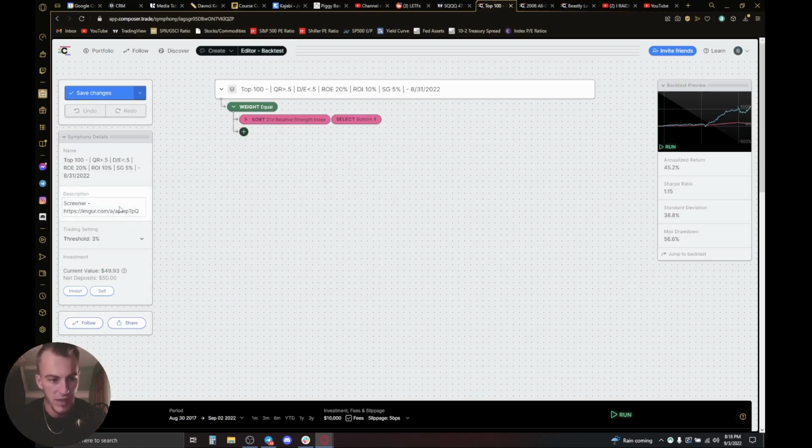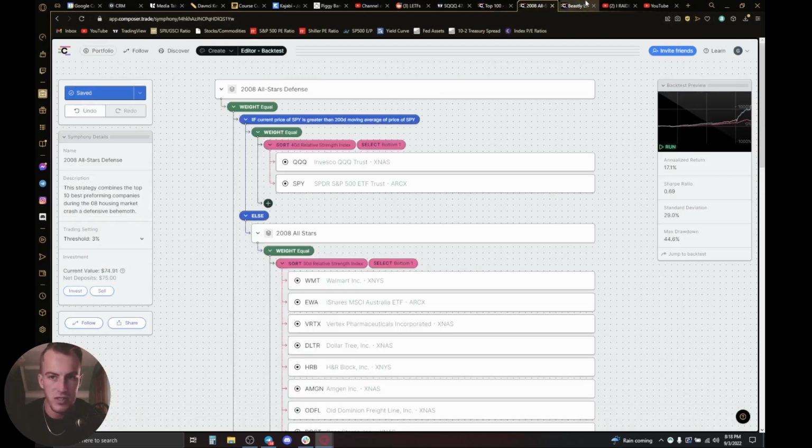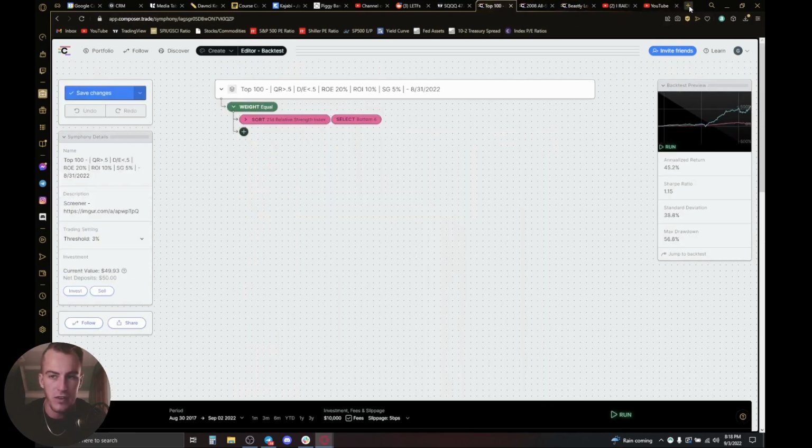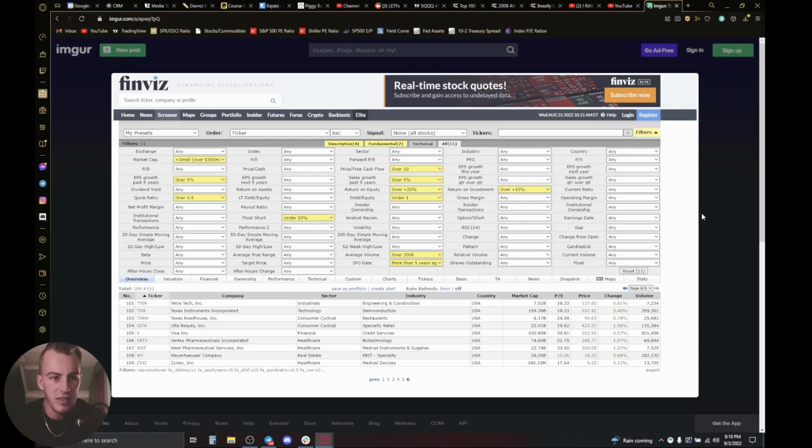So inside each one of these strategies, you will see an image over here, and you can copy this link and then load it into your computer, and you will see this. This is Finviz, and if you're not familiar with Finviz, it's a great website to go to where you can use fundamental analysis to scan for companies with specific criteria that you're looking for.